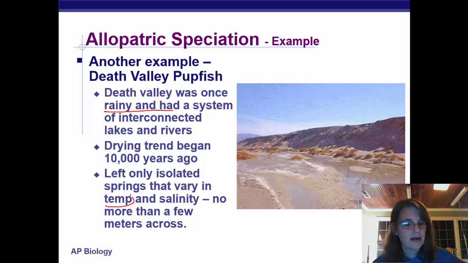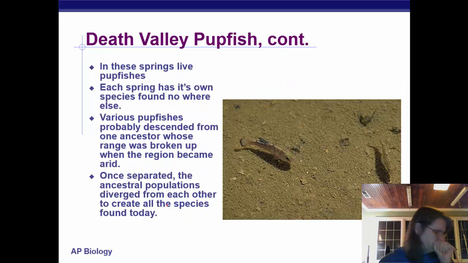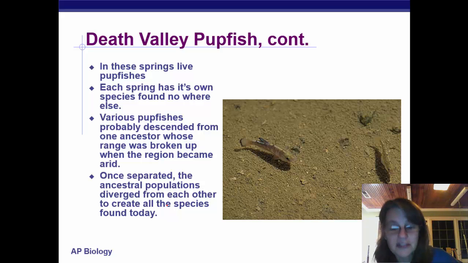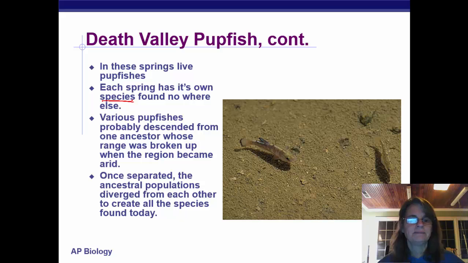And these springs vary in their temperature and in their salinity. So they're very small, and they're not all exactly the same. They're different from each other. In these springs, though, surprisingly, you will find fish in the middle of Death Valley. It's just fascinating that can happen. Each spring has its own little species that is not found anywhere else. They are adapted to that specific salinity, specific mineral content, and everything.